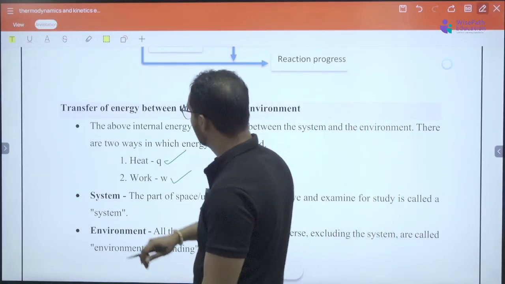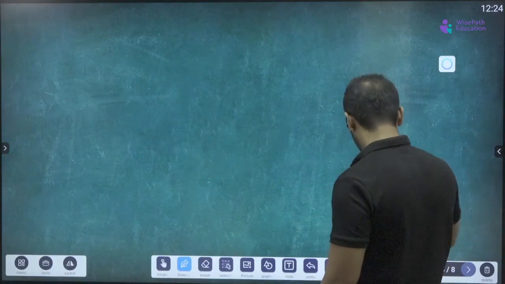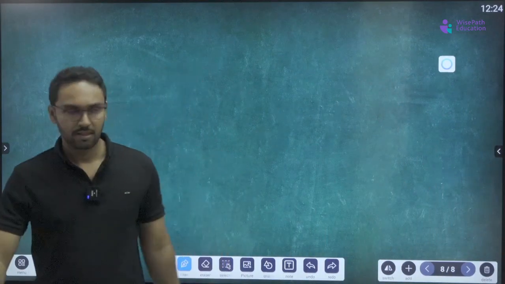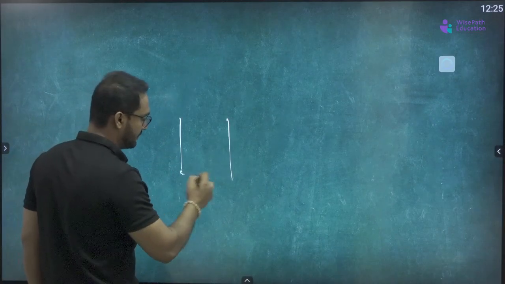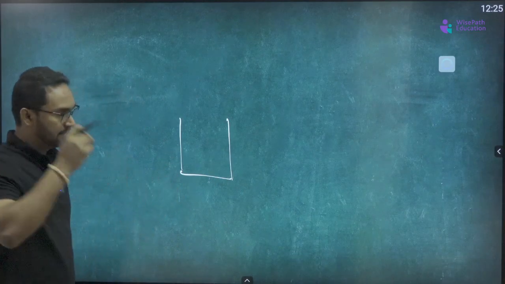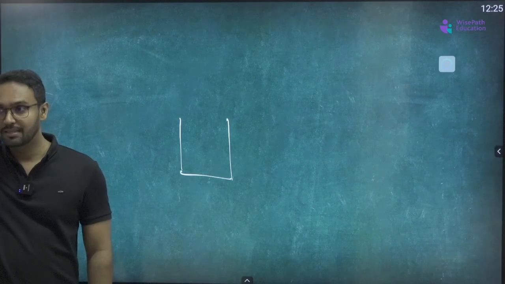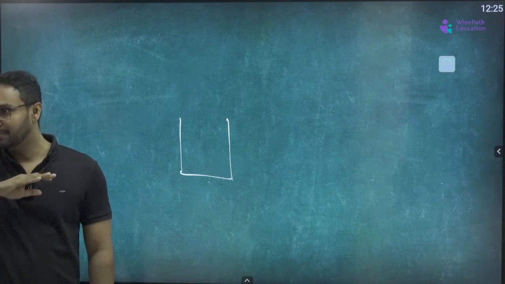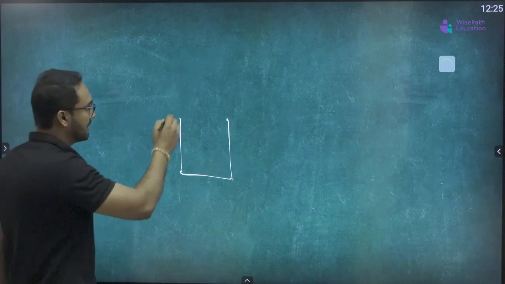Now listen to this. So let's say this is a piston. I'm explaining this in a different way. Actually this is not the actual way a piston works, but I'm just taking an example. So let's say this is a piston.